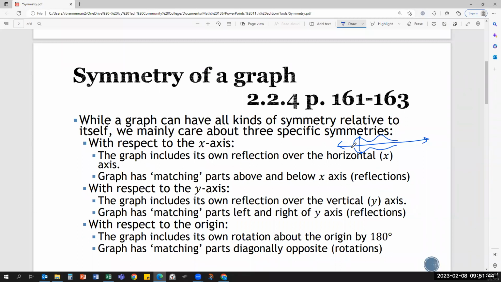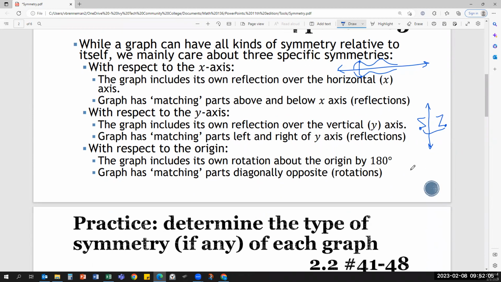Symmetry with respect to the y-axis. Now the vertical axis is the mirror. Whatever the graph does on one side, it reflects on the other side. Each point has its corresponding point on the opposite side of the y-axis, so opposite x values with the same y value.